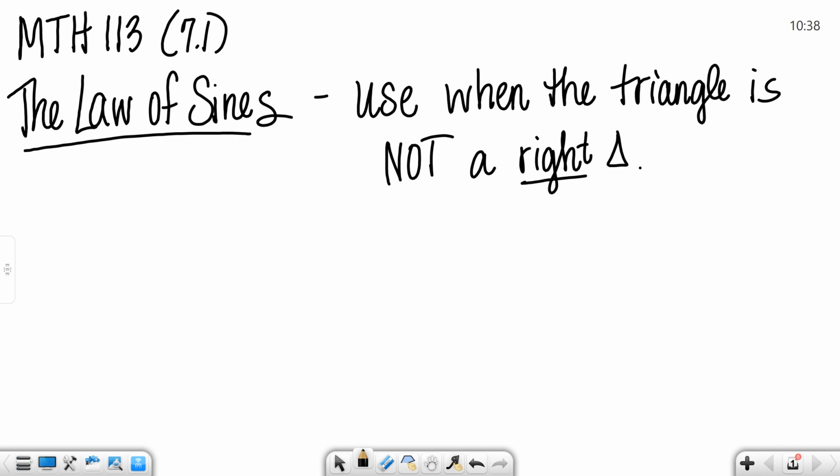Okay, when it is not a right triangle, which means we would have 3 acute angles, or we might have 1 obtuse and 2 acute angles. All right, so here's what the law of sines says. It is a proportion.